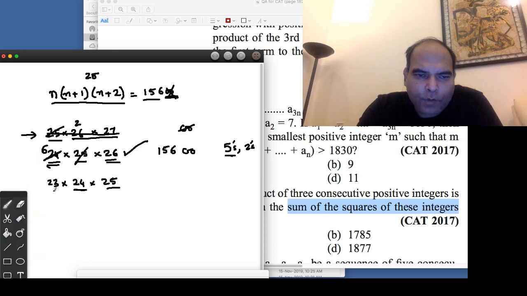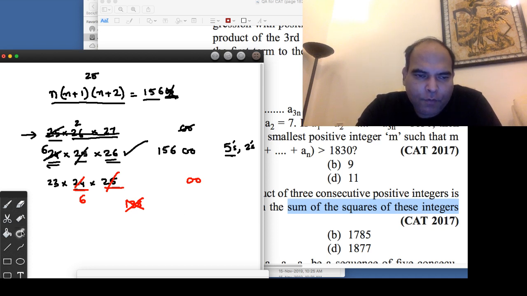If you go with 23, 24, 25 for instance, to take out 00, you'll take away the 25 and you'll leave a 6 here. And 23 6 are 138, not 156, and hence this can't be the answer. So as simple as that, right? So that's what I talk about.